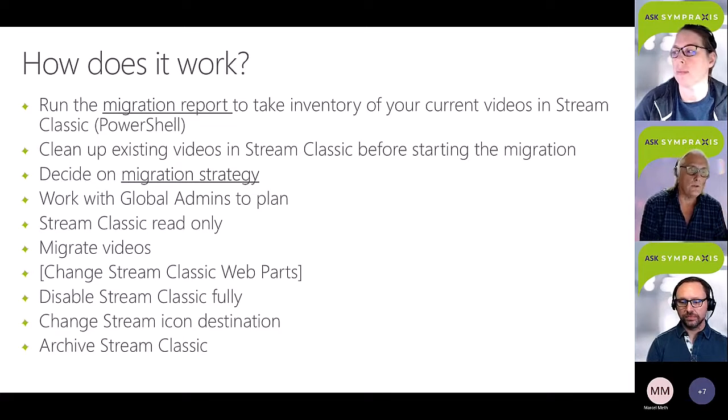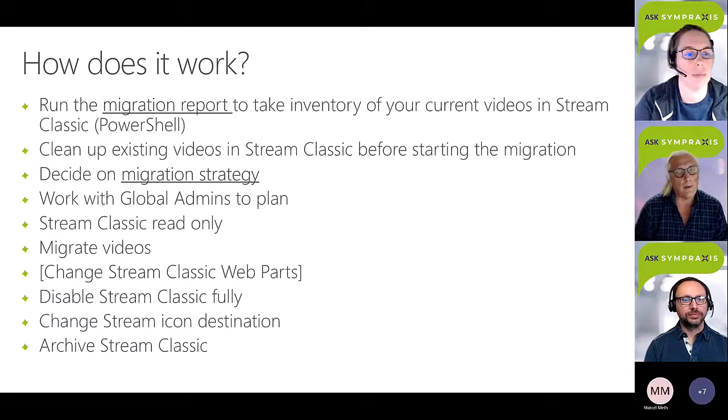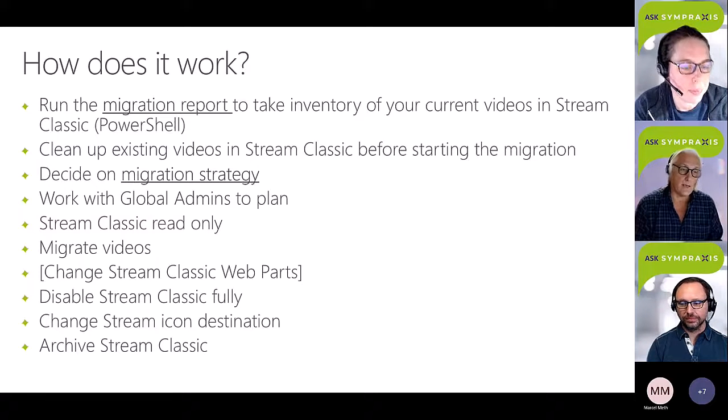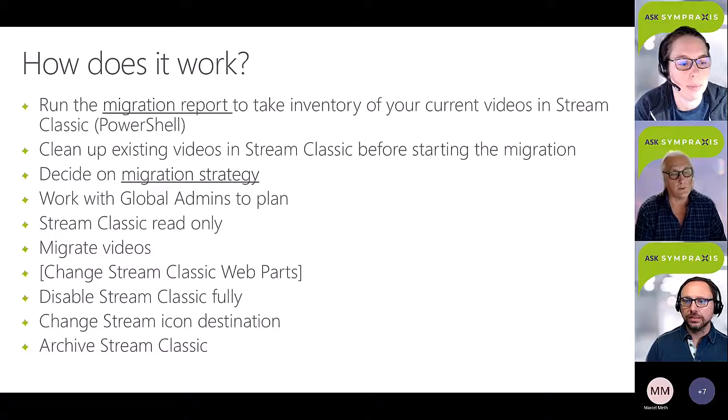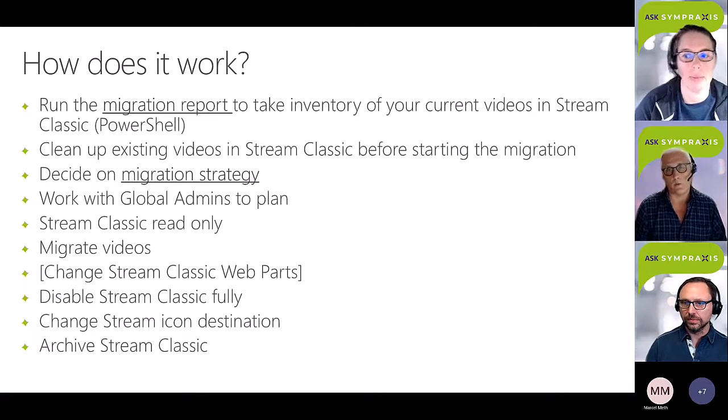You need to optionally change the Stream Classic web parts. I'll talk a little bit more about that. You disable Stream Classic fully. You change that Stream icon destination, and then you archive Stream Classic if you choose to. Those videos are still sitting out there as a Stream Classic admin. You can get to them, but you may just want to archive them so you're not using that quota again.